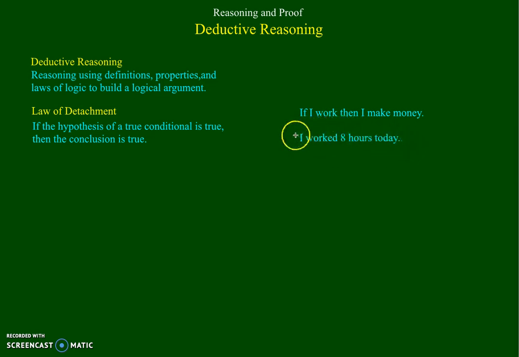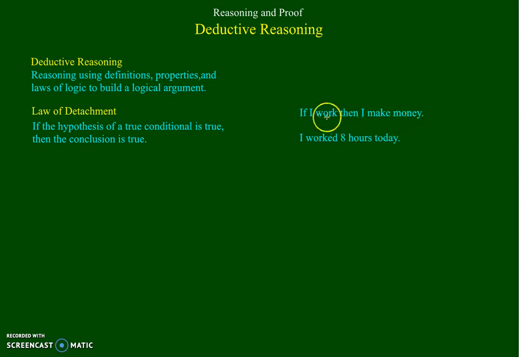Now the first thing to note is this statement is referring to the hypothesis. It's talking about working. It's not talking about making money. So that's the first piece. The law of detachment says if the hypothesis of a true conditional is true. So this statement is telling us that the hypothesis of this conditional statement is true. If that is the case, if this is a true conditional, and we have a statement saying that the hypothesis is true, then and only then can you conclude the conclusion of that true conditional is true.